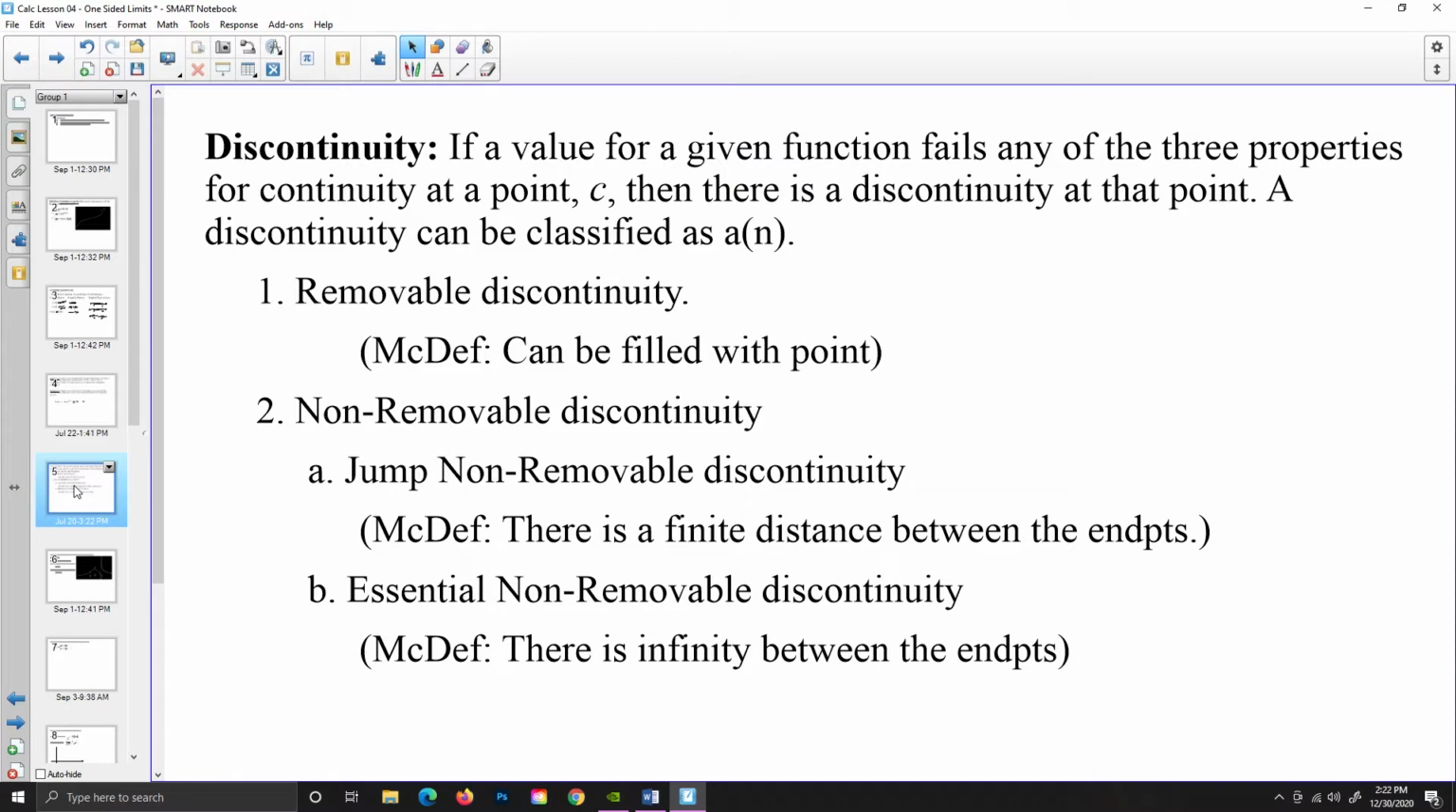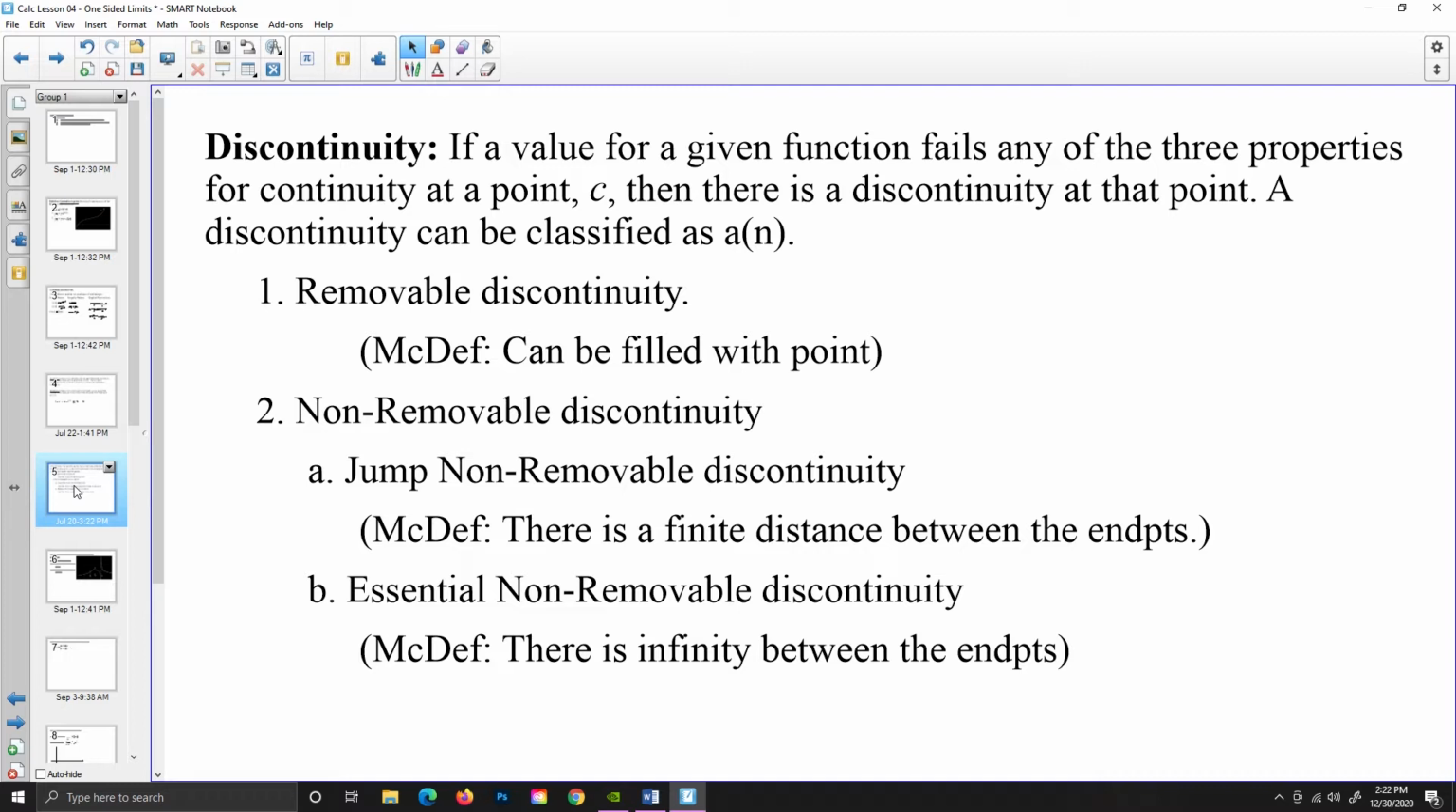Discontinuity. If a given function fails any of the three properties for continuity at a point c, then there is a discontinuity at that point. A discontinuity can be classified as a removable discontinuity, and this is a Macaulay definition: it can be filled in with a point.